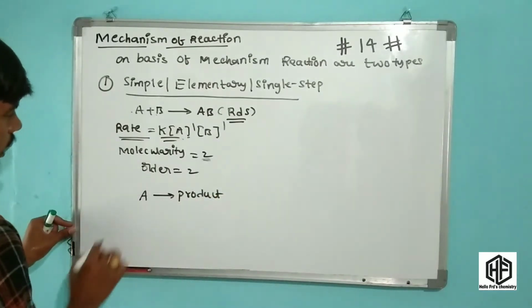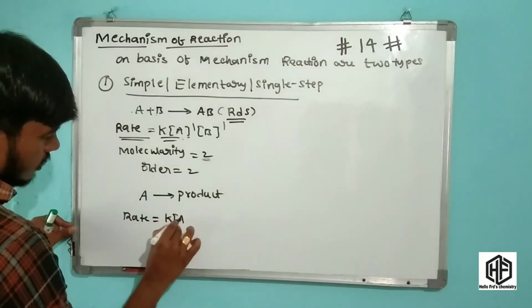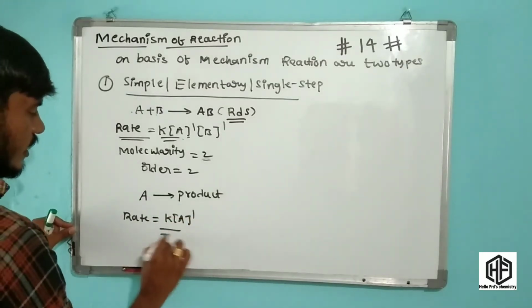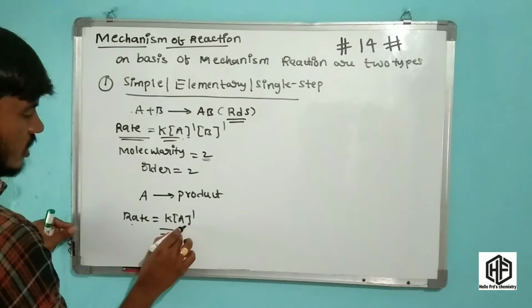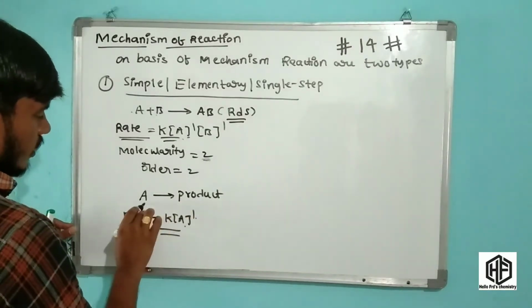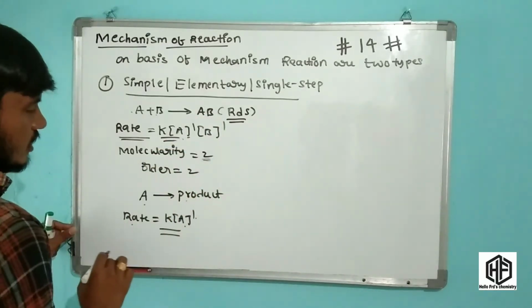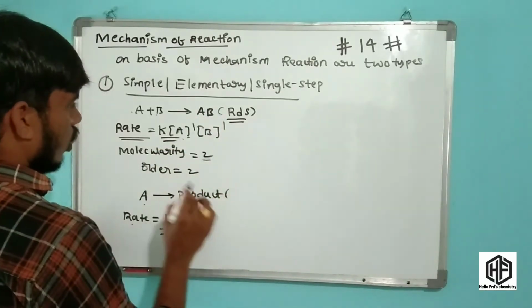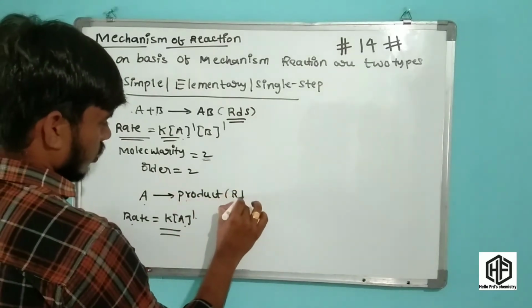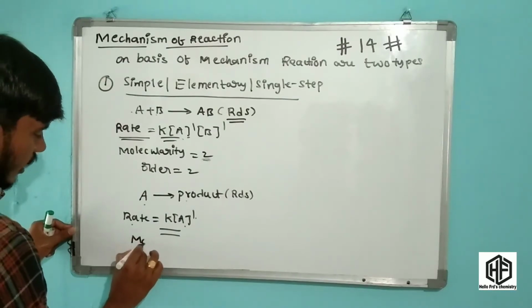Now in this reaction, what happens friends? Rate is equal to K into concentration of A power of 1. The rate depends upon the concentration of A to the power 1. This is a single step to convert A to the product. This is an elementary or single step reaction. This reaction also has a rate determining step.